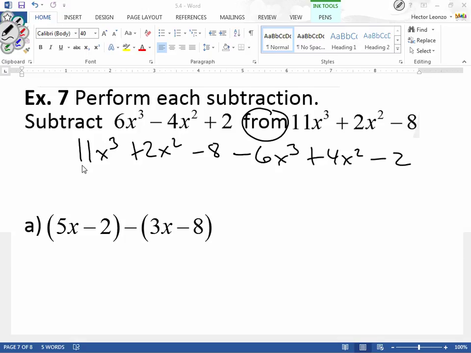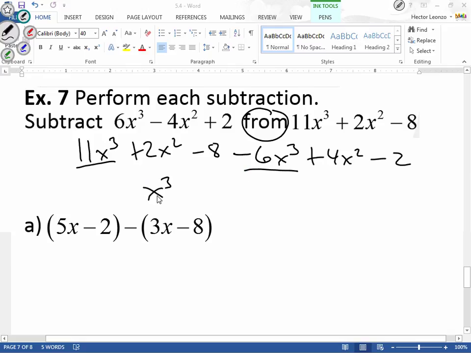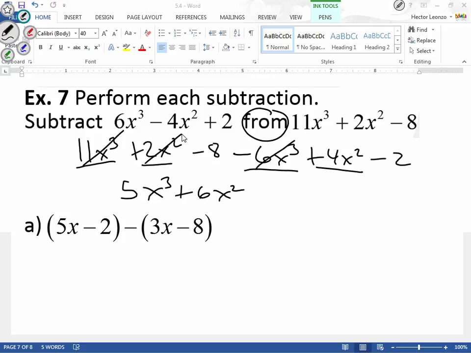So once again, in a subtraction, change the signs of the second polynomial. Then just combine your like terms. When it comes to x to the third, which is the biggest one, let me write down my x to the third. I combine the coefficients, 11 minus 6, that is 5. Then I should have an x to the second. When I combine the coefficients, 2 plus 4, that gives me positive 6. I don't have an x, so then I have negative 8 minus 2, that gives me negative 10. I make sure I cross out all my terms, so I'm okay.